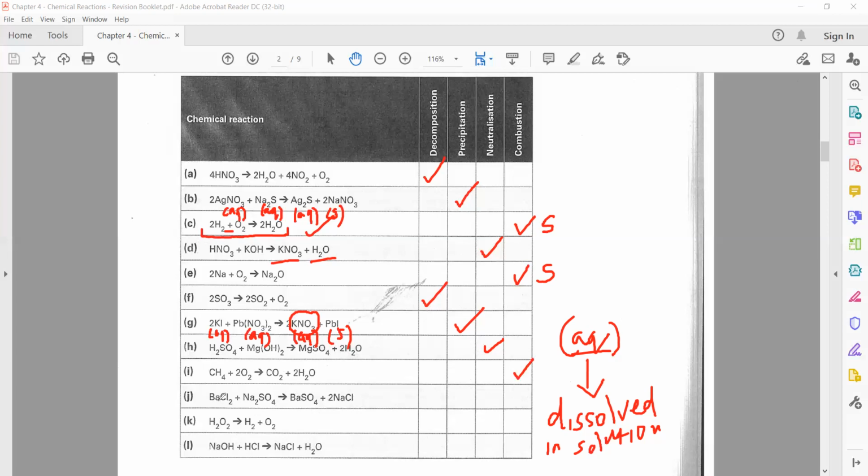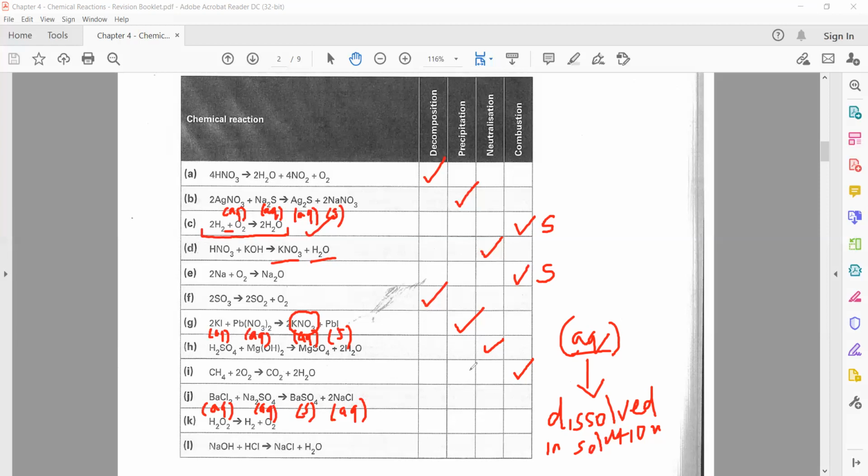What about the next one? So J, barium chloride plus sodium sulfate gives us barium sulfate plus sodium chloride. What do we think that one is? Here I'll put some states there for you guys to get you started. So everything else is aqueous and only one is solid. There's only one solid, undissolvable substance in the products. What's the name of that reaction?